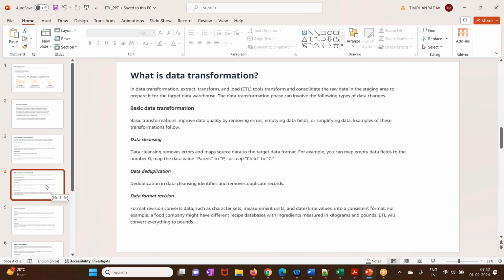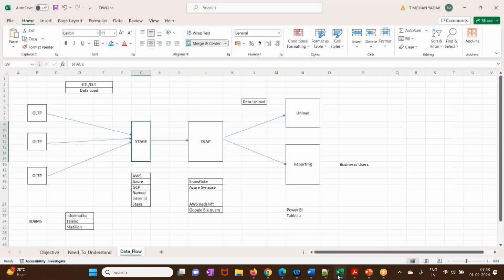Do we need to have ETL knowledge for this? ETL knowledge is not required in order to work on Snowflake, but you need to have an understanding of ETL. It's a pre-process. Snowflake sits in the middle. Give me a minute.